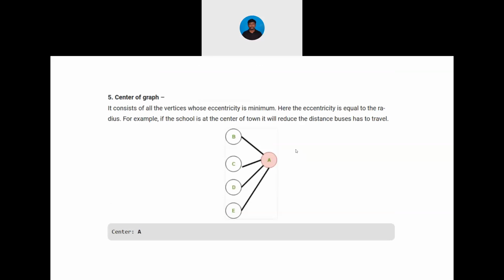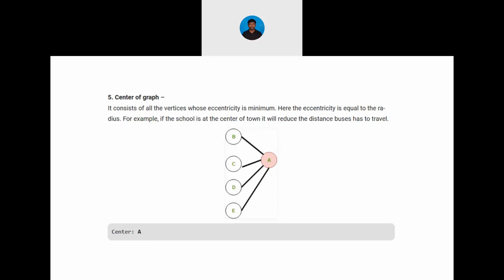The next terminology is the center of a graph. So we all know this thing. The center of the graph consists of all the vertices whose eccentricity is minimum. Here the eccentricity is equal to the radius. For example, consider a network where A is connected with a distance of 1 to all other nodes or actors present in this network. A to B it is 1, A to C it is 1, A to D it is 1, A to E is also 1. And hence we consider the node A as the center of the graph, right? So this kind of parameter is used to analyze.